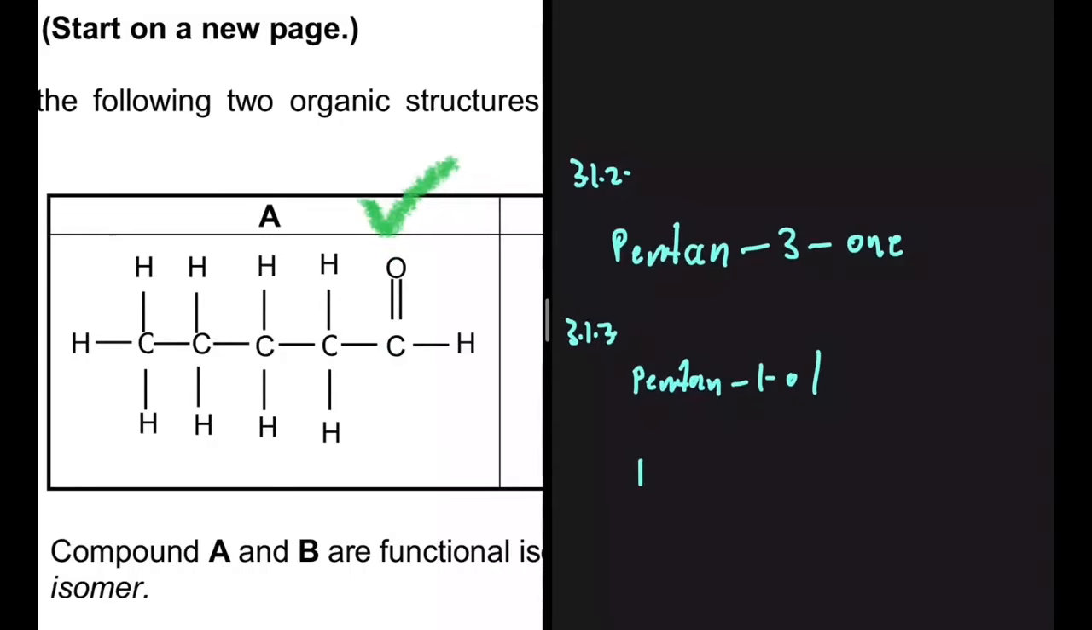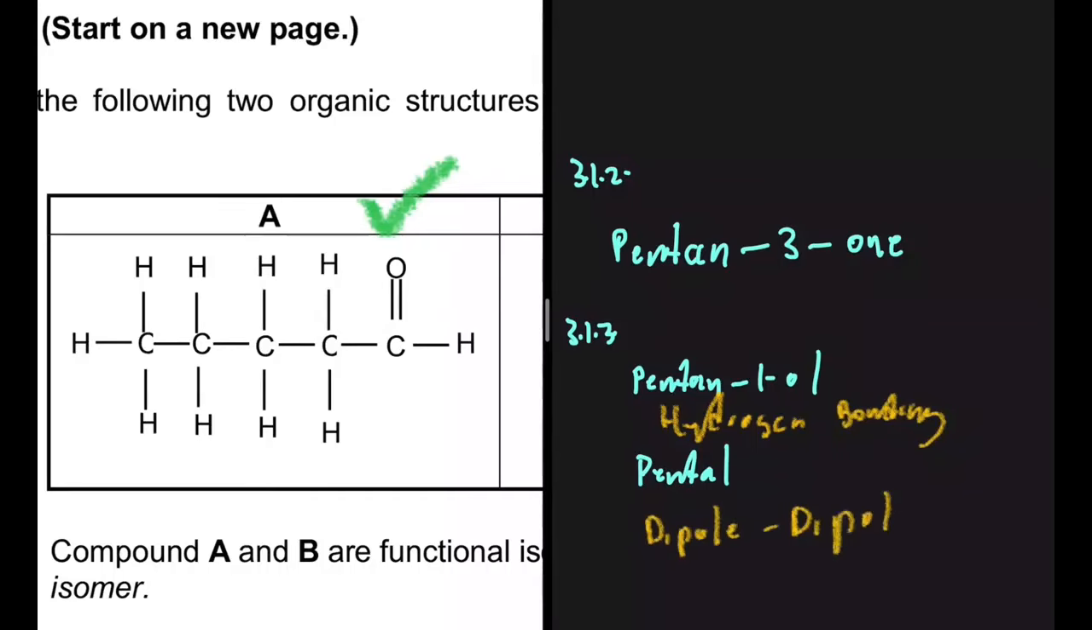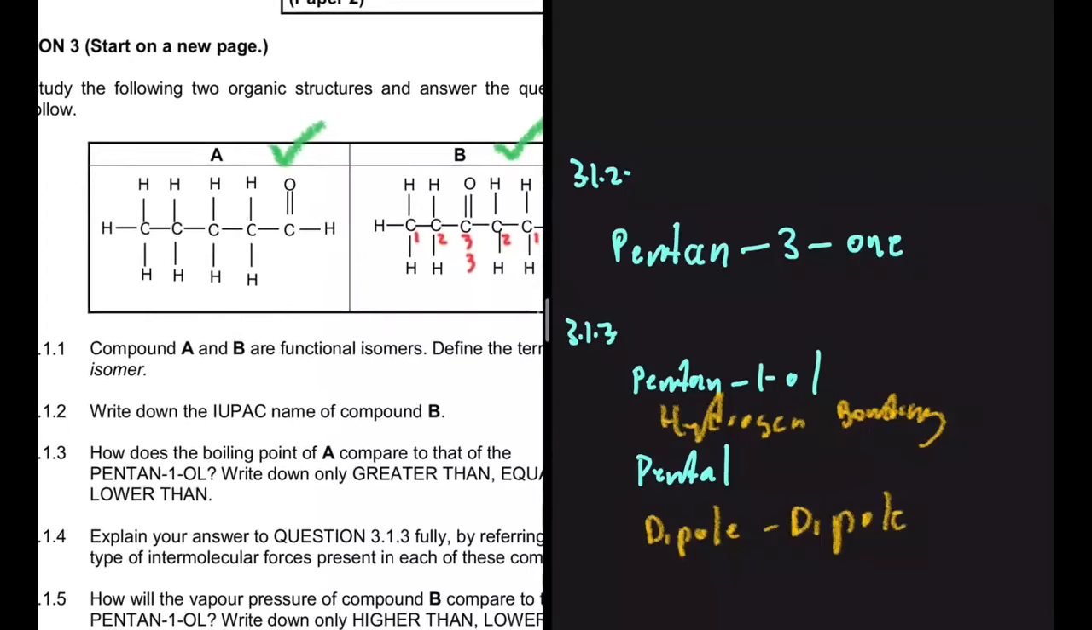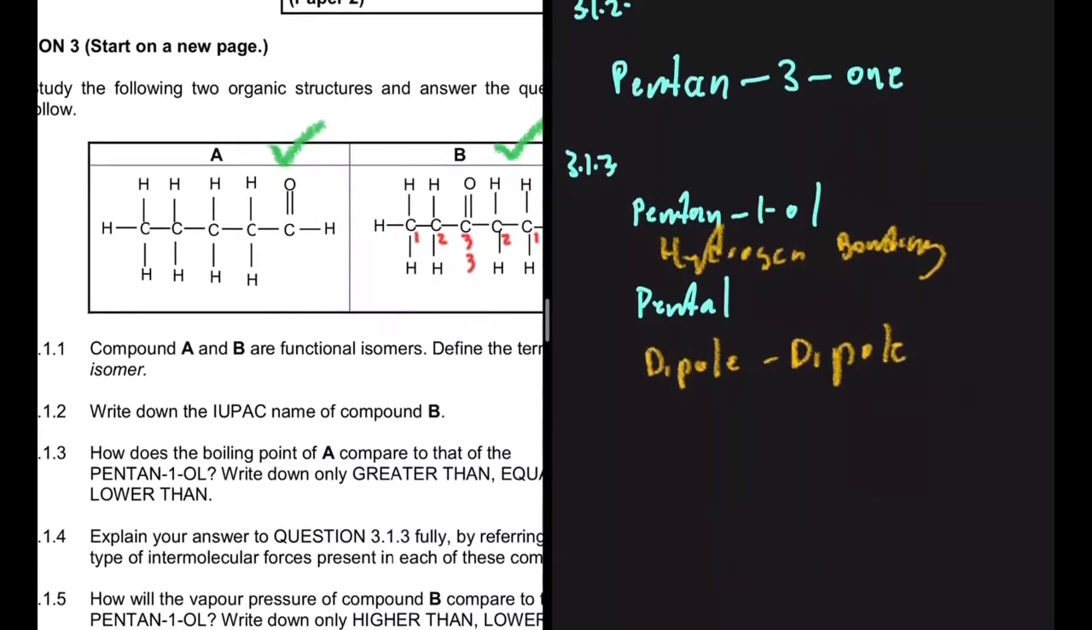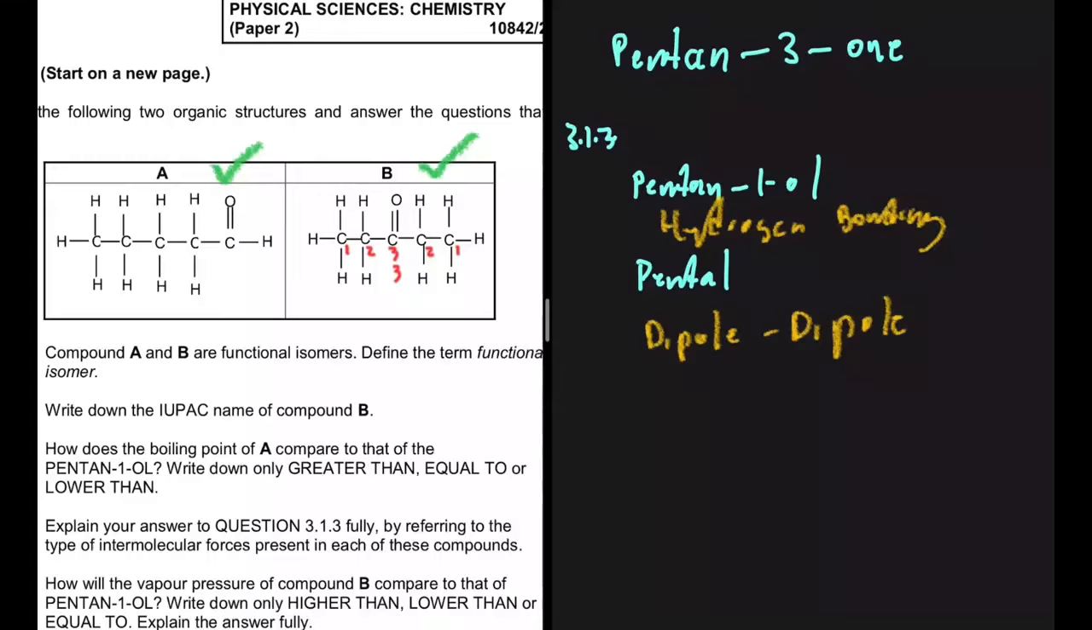So we have pentan-1-ol and pentanal. Pentan-1-ol is an alcohol, so it has hydrogen bonding. We have hydrogen bonding in alcohols. And then pentanal is an aldehyde, which has dipole-dipole forces. So in order to answer this question, you need to know which intermolecular force is generally stronger, hydrogen bonding or dipole-dipole. Compound A will have a lower boiling point compared to pentan-1-ol.